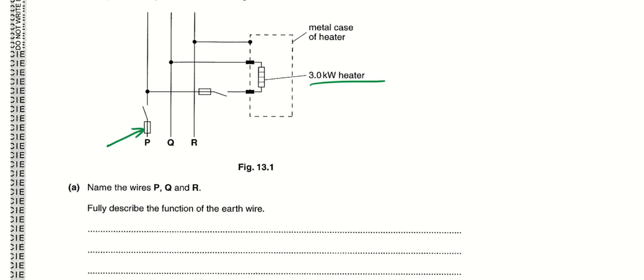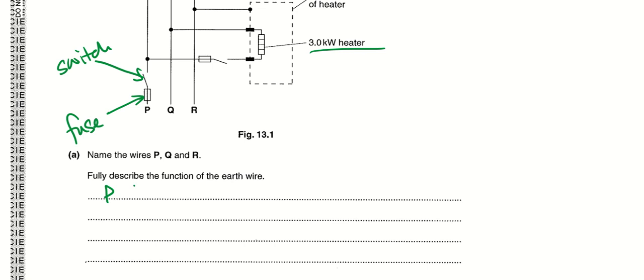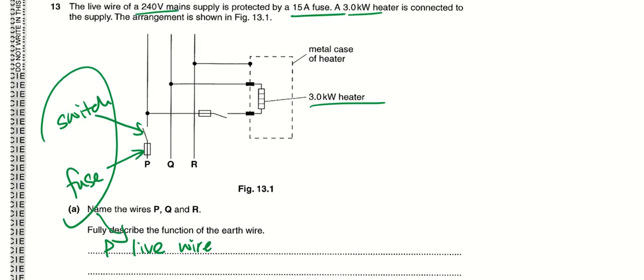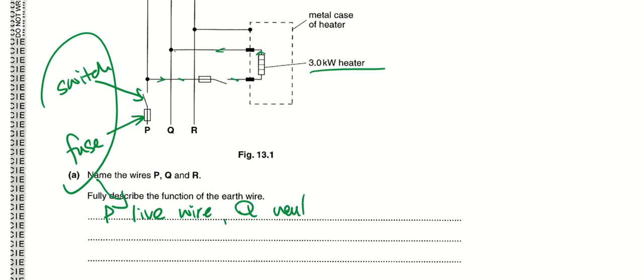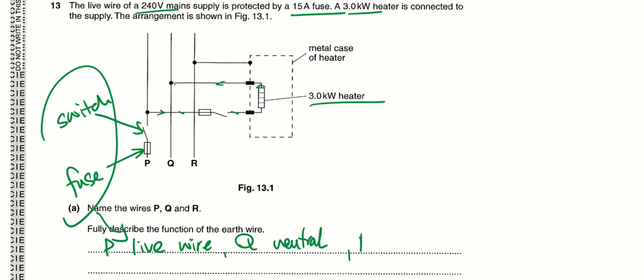So this is actually the fuse, and this is a switch. So P must be the live wire, because the switch and fuse always connect to the live wire. Then we just trace: if the switch is closed, current is going to flow this way, go to here, and then it will come out from Q, right? So Q will be neutral, because Q is like the return path. How about R?